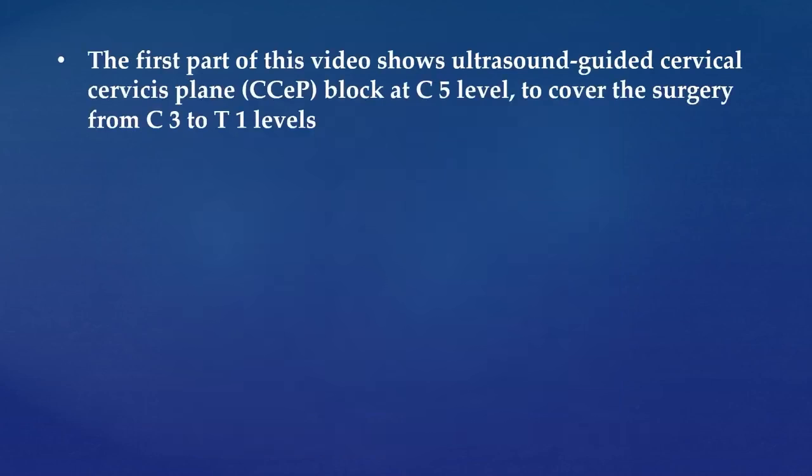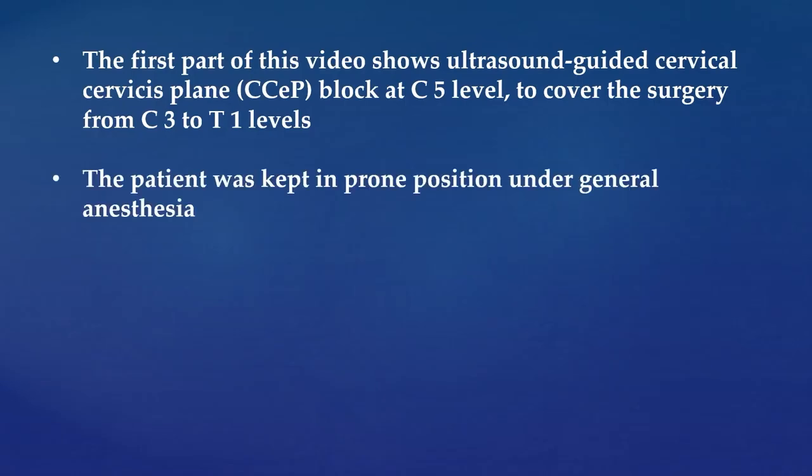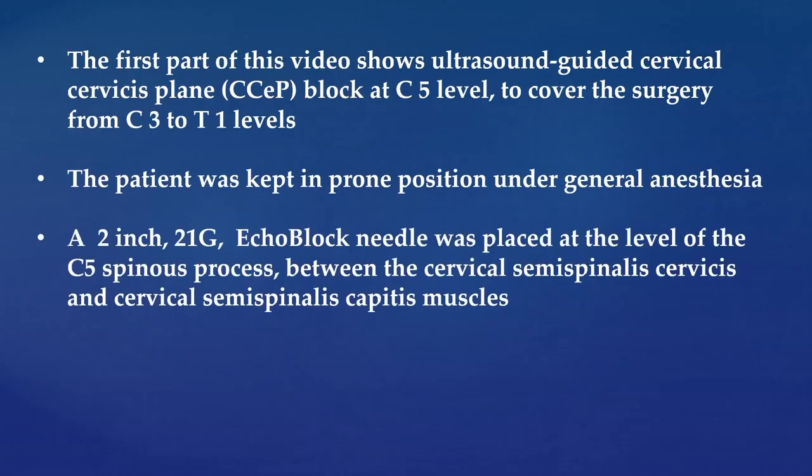The first part of this video shows an ultrasound-guided cervical cervicis plane block at the C5 level to cover surgery from C3 to T1 level. The patient was kept in prone position under general anesthesia. A 2-inch echogenic block needle was placed at the level of the C5 spinous process between the cervical semispinalis cervicis and the cervical semispinalis capitis muscle.